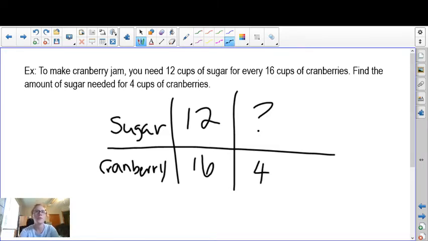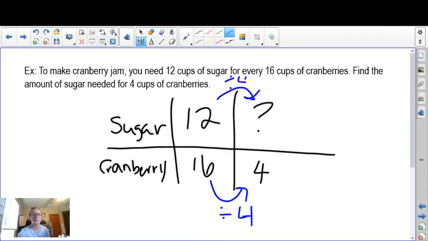So again, if you notice, I have gone down, so I'm going to end up dividing. 16 divided by 4 is simply 4. So I'm going to take my 12 and I'm going to divide that by 4. 12 divided by 4 is 3, so 3 cups of sugar.